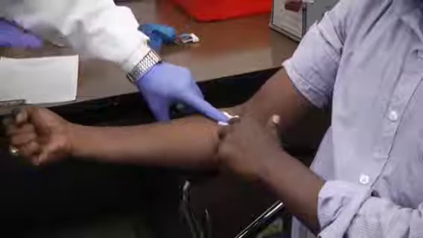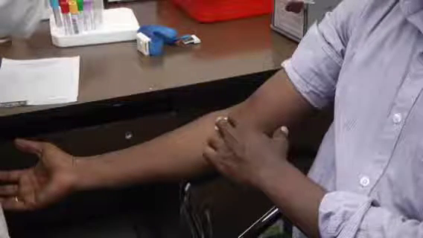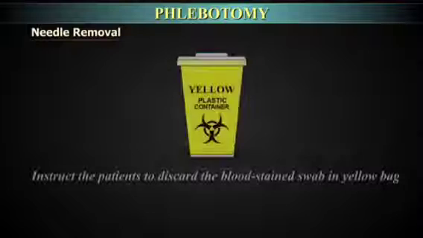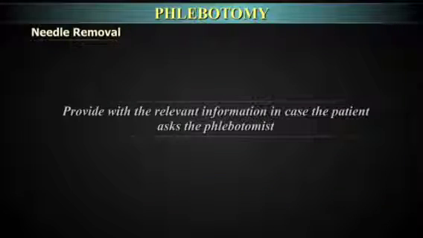Ask the patient to keep slight pressure on the cotton. The arm is to be kept straight and not bent at the elbow. Instruct the patient to discard the blood-stained swab in the yellow bag before leaving. Provide the relevant information in case the patient asks the phlebotomist.